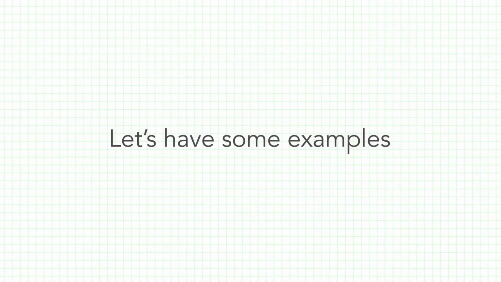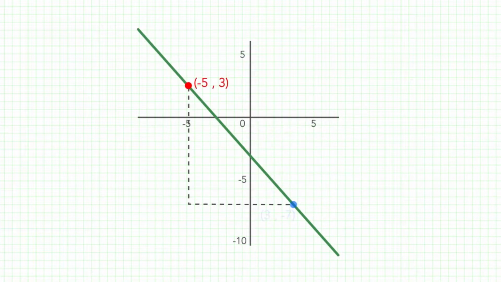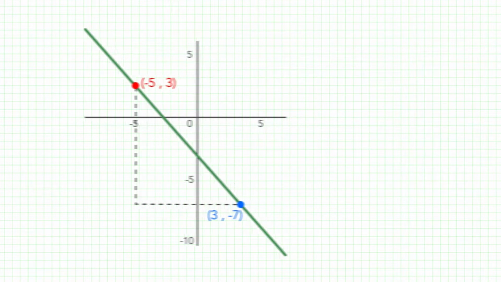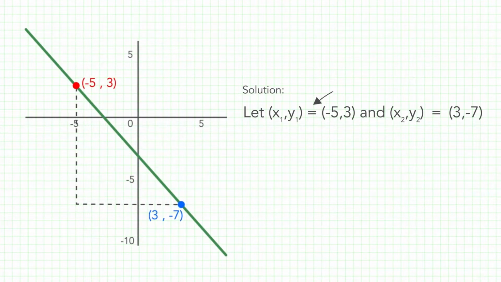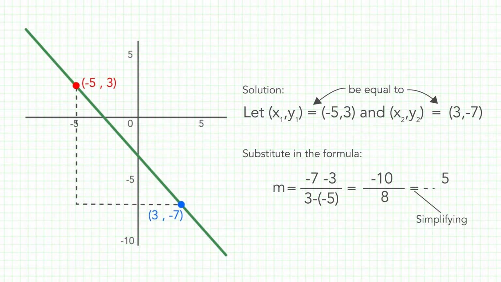Let's have some examples. Example 1. Determine the slope of the line passing through the points (-5, 3) and (3, -7). Solution. Let (x1, y1) be equal to (-5, 3), and (x2, y2) be equal to (3, -7). Substitute in the formula. m is equal to (-7 minus 3) over (3 minus -5), which is equal to -10 over 8, simplifying to -5 over 4.